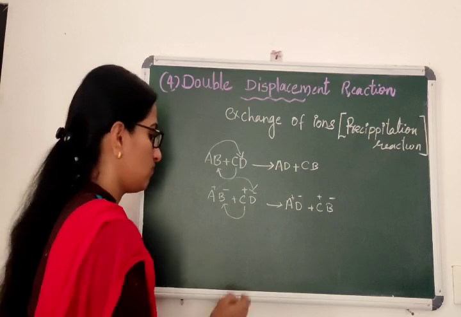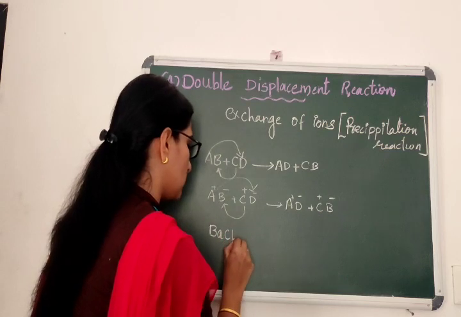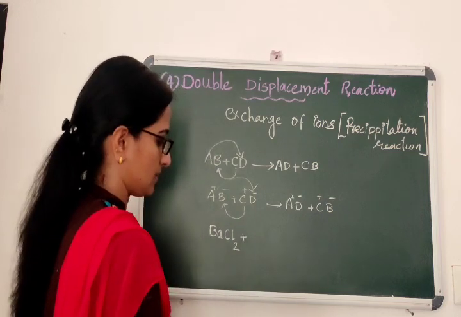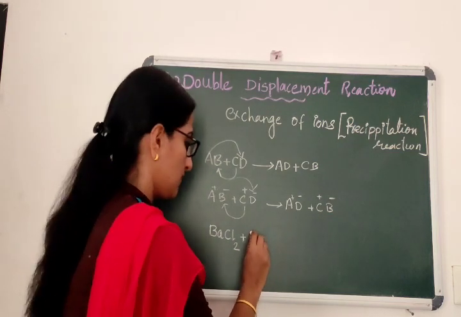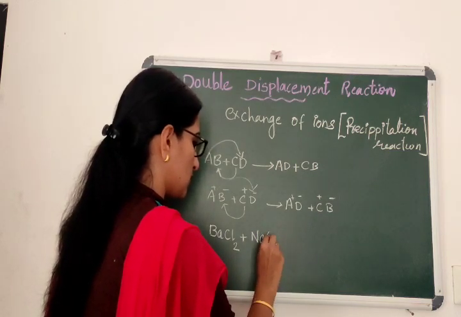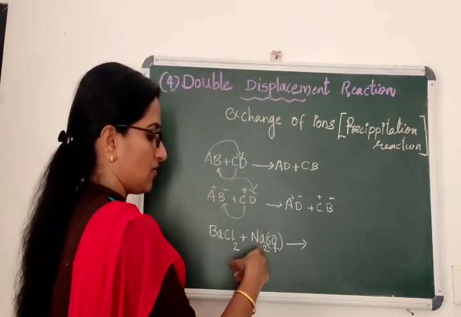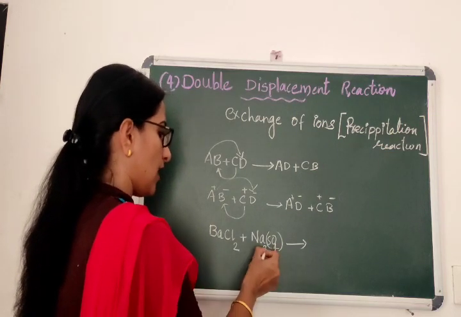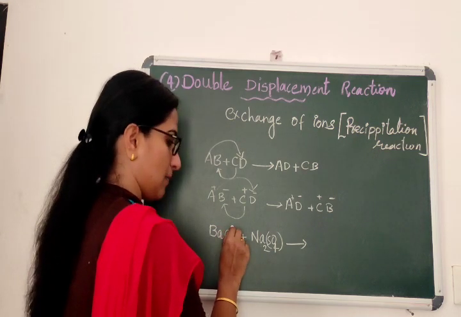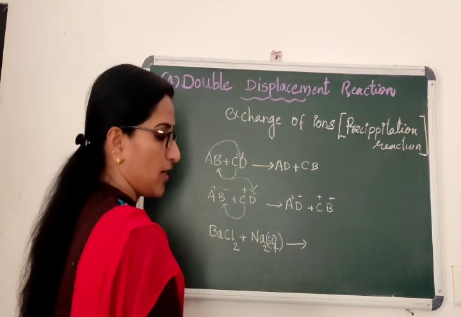Let's have one example. So what happens to barium chloride, BaCl2? Barium valency is 2, chlorine valency is 1. So barium chloride plus sodium sulfate. Sodium sulfate means Na2SO4. The valency of sulfate is 2, which is given to sodium. The valency of sodium is 1, which is given to sulfate. So how does the exchange of these ions take place? Here you can see Ba2 plus and Cl minus. Here Na plus and SO4 2 minus.